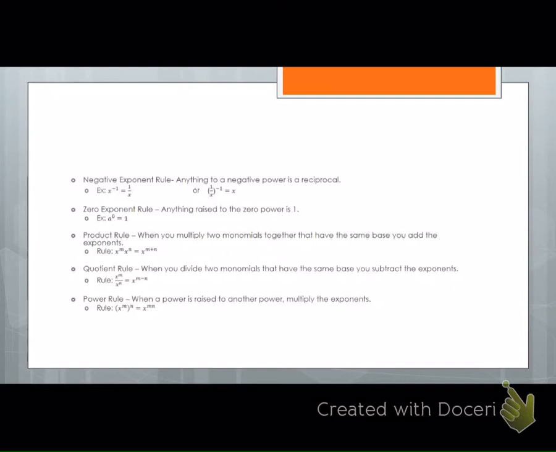All right. A negative exponent rule says, please listen. Anything to a negative power is a reciprocal. So that is 1 over x, or if it's 1 over x, it becomes x. The zero exponent rule tells us anything to the 0 power is 1. The product rule tells us when you multiply, you add the exponents. Quotient rule tells us when you divide, you subtract the exponents. And the power rule tells us when it's a power to a power, we multiply. So all the rules that we've been learning are right there in the front. Do you understand me?